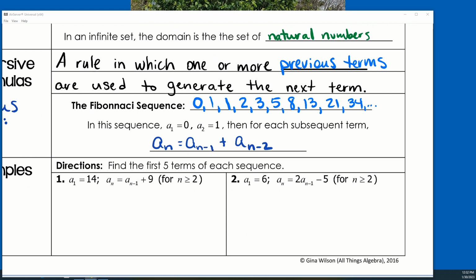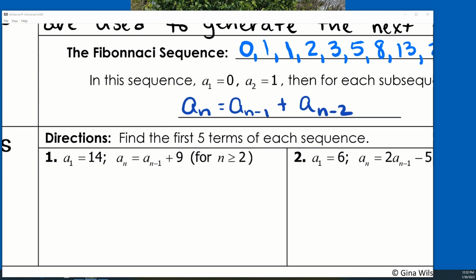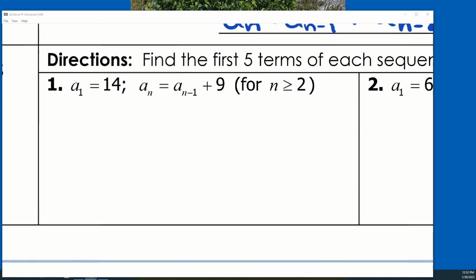All right, so we're going to do some where we're finding the first 5 terms, and then we're going to do some where we write the rule. So on this first example, we're going to find the first 5 terms. And they told us one term, so that's good. A sub 1 is 14 means the first term is 14. So we just need to find 4 more.